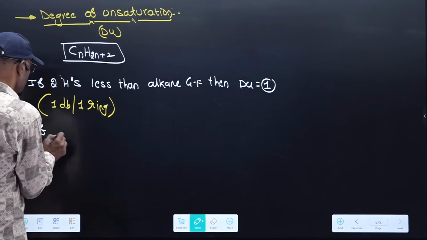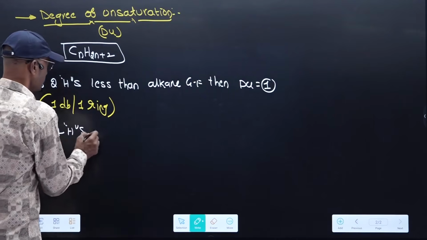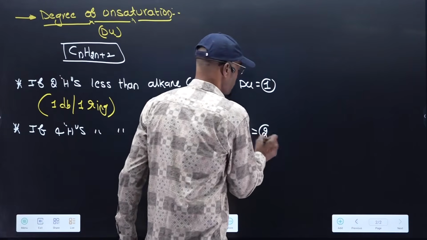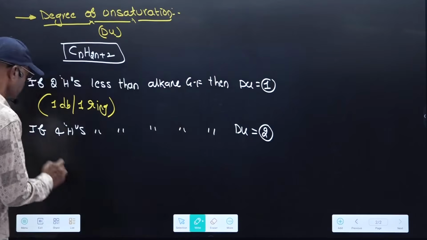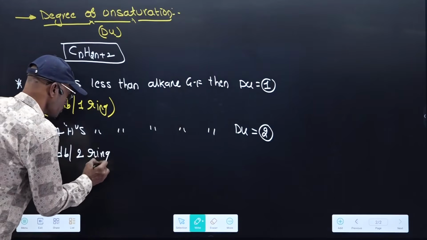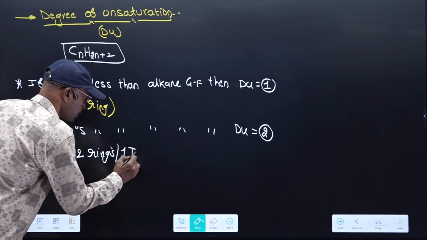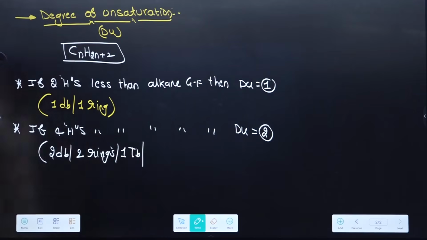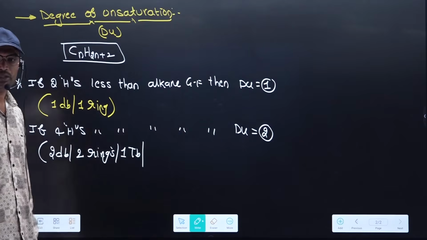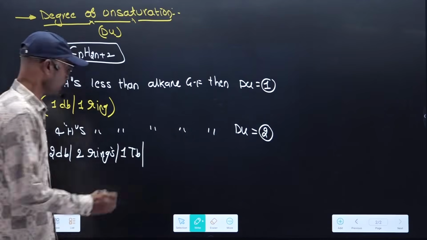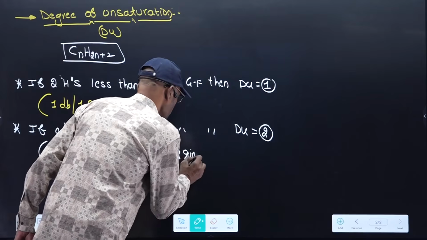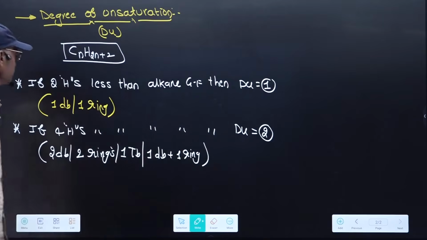Next. If 4 hydrogens are less than the alkane general formula, the degree of unsaturation is what? 2. 2 means what? 2 double bonds or 2 rings or 1 triple bond. How many pi bonds does 1 triple bond carry? 2. So 1 triple bond, what is the DU? 2. Okay? So you may expect 1 double bond plus 1 ring. Like that all possibilities you can expect.